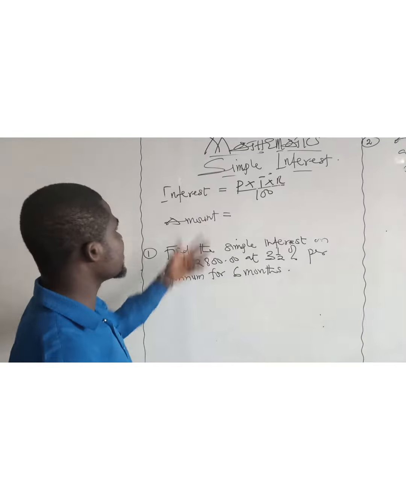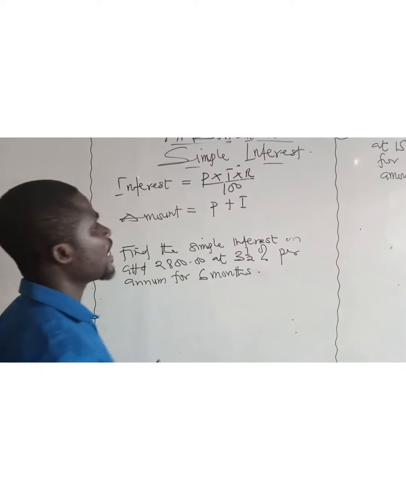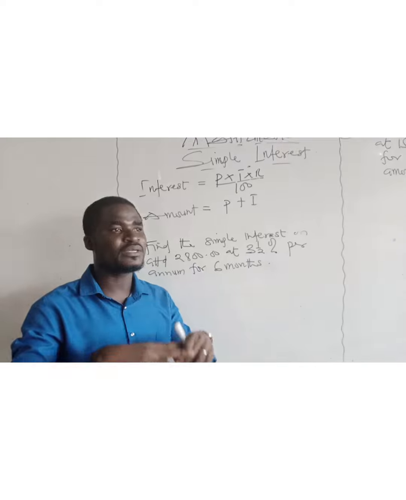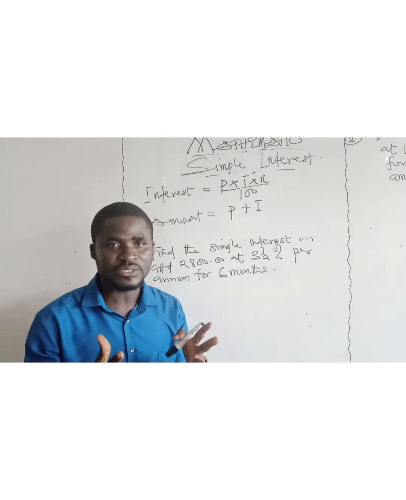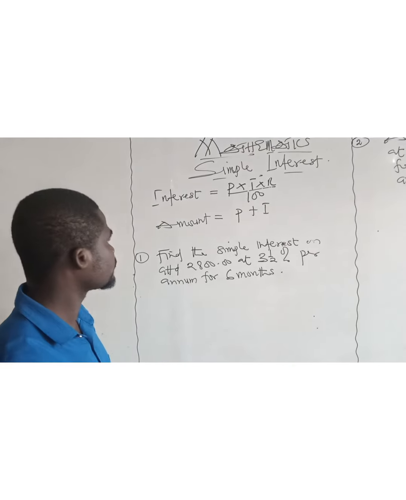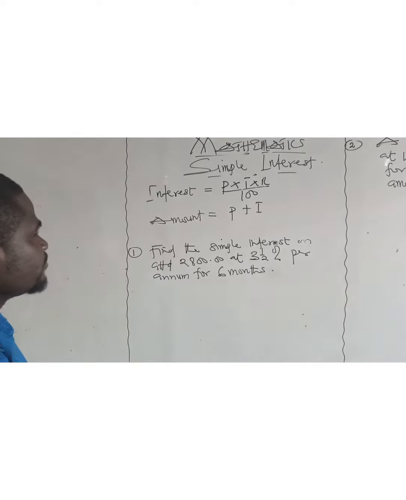Good. Now when they ask for simple interest, definitely they will ask for amount. So amount is equal to principal plus interest. When you add your interest to the principal, you are going to get amount. Amount you are going to pay at the end of the year. Good. Now let's try one example.